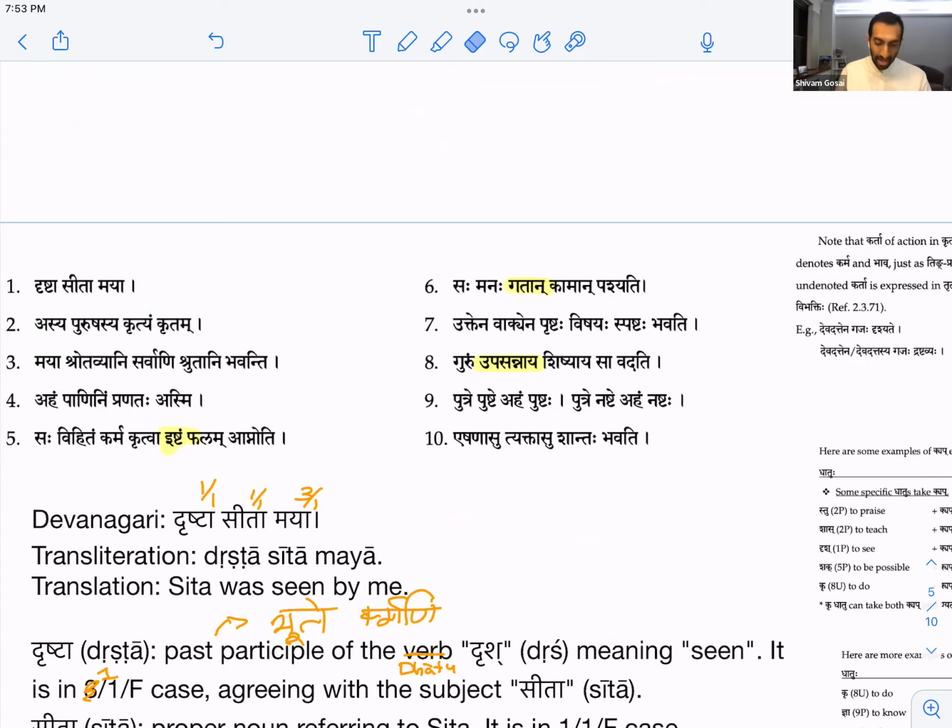So I can say aham sitam pashyami. And then I can say I see Sita, and if I want to do past tense, we would have to use lang lakara or a different or lit lakara. Yeah. Okay, thank you.